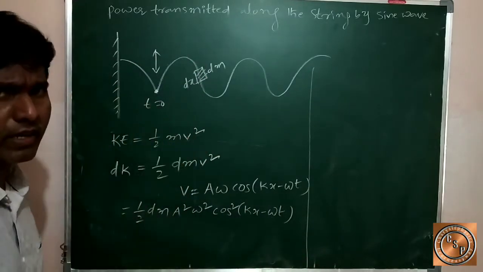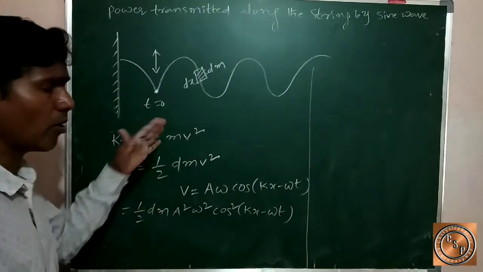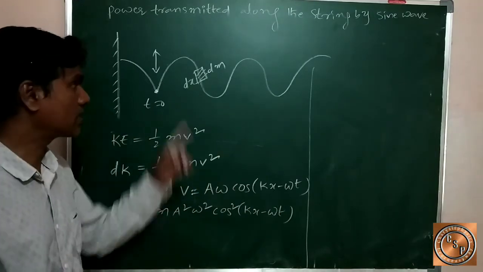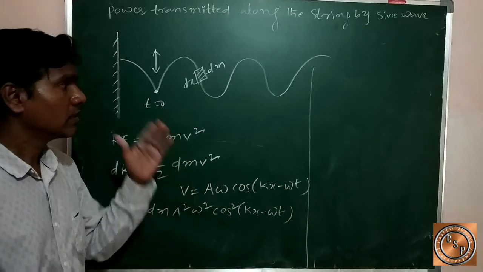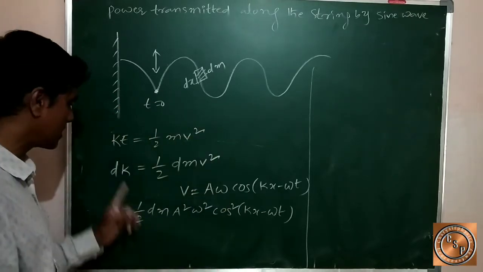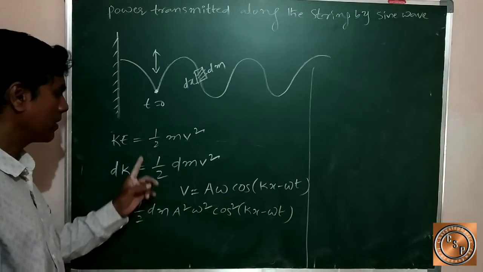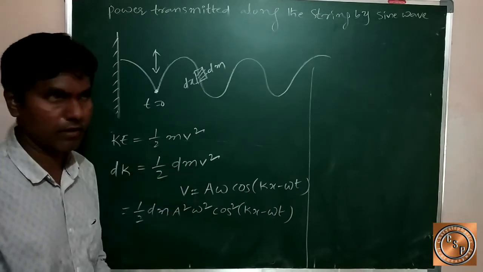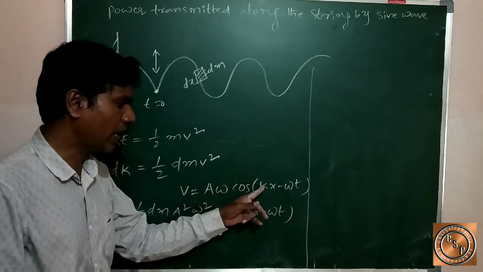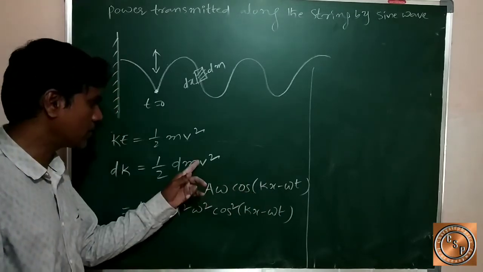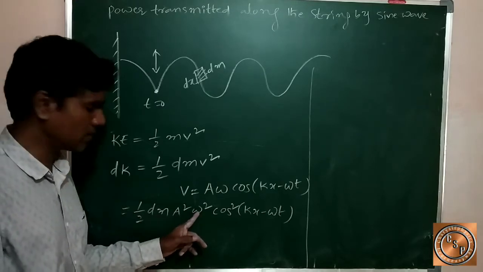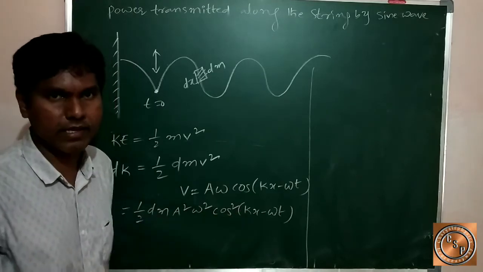When the string is vibrated, the wave is transmitted along the string, and on the string an element is considered, its length is dx, and the vibrations of the particles in that element, its kinetic energy is taken, that is half dm v square, but the wave velocity is a omega cos of (kx minus omega t). After substituting in the place of v, we get half dm a square omega square cos square of (kx minus omega t).